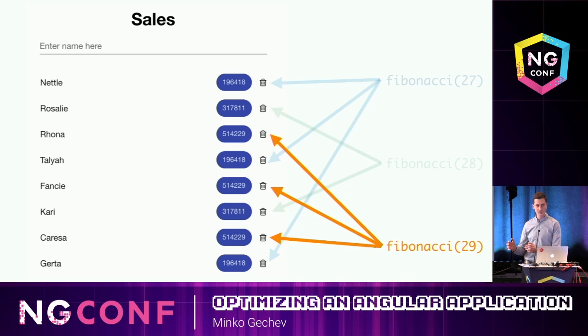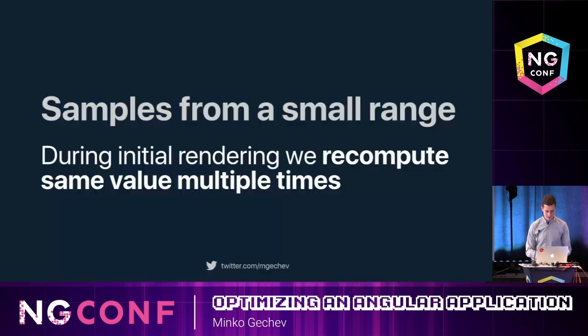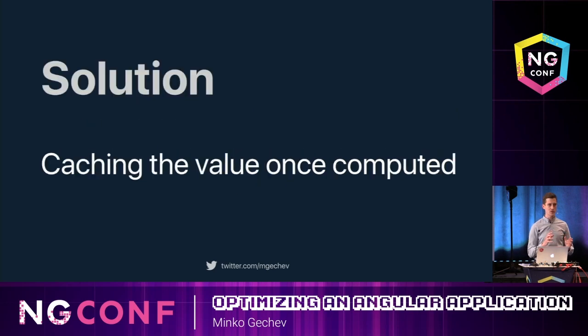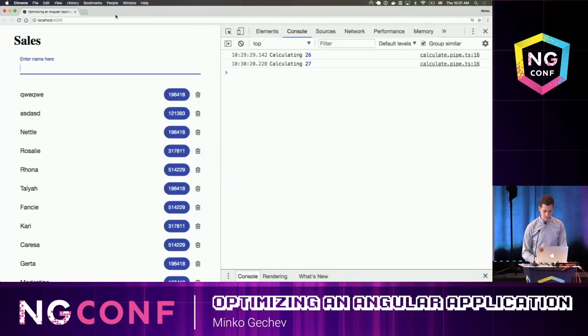But on the next tick of the change detection, Angular is not going to recompute these values because they are passed to a referentially transparent expression. So with these values from a small sample, we can do some caching in order to speed up our application even further. Let me show you what I mean here.